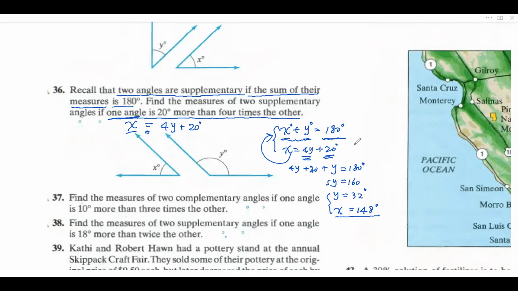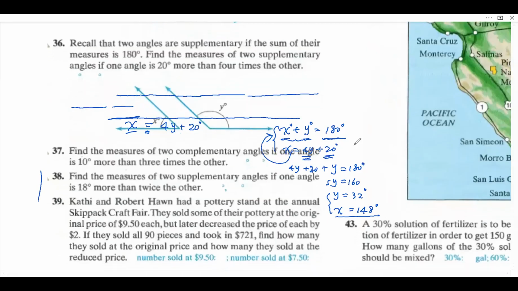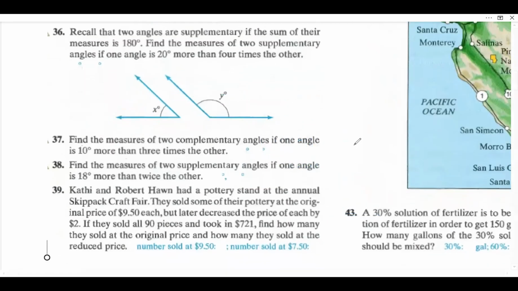Does anyone have a different answer here? Nope. Okay, so let's move on. Let's see 37.